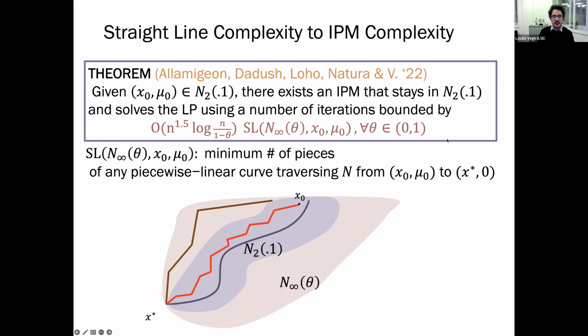Okay, so this is the lower bound, and then finally I'm ready to state our upper bound, which is in a sense a matching upper bound, not tight, but conceptually quite there. So what it says is that if I take any starting point in the standard L2 neighborhood, there is an interior point method that stays inside this neighborhood and returns an optimal solution in a number of iterations bounded by n to the 1.5 times logarithmic terms times the straight line complexity of any wide neighborhood.